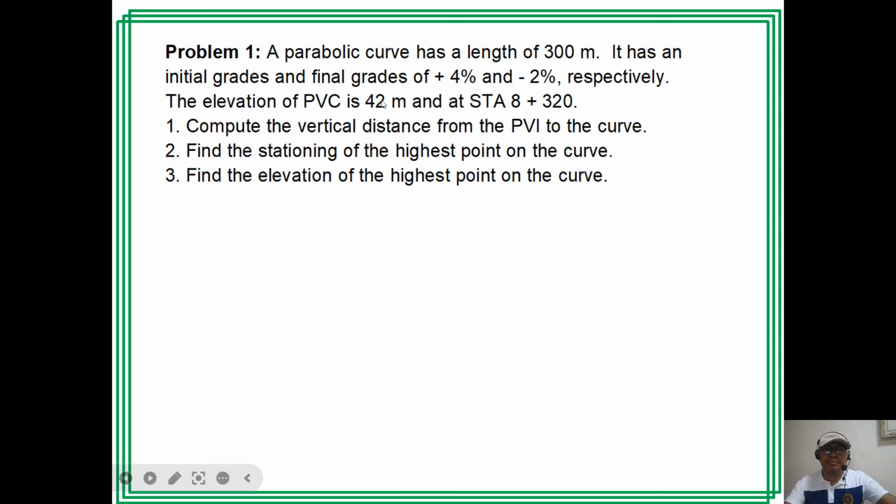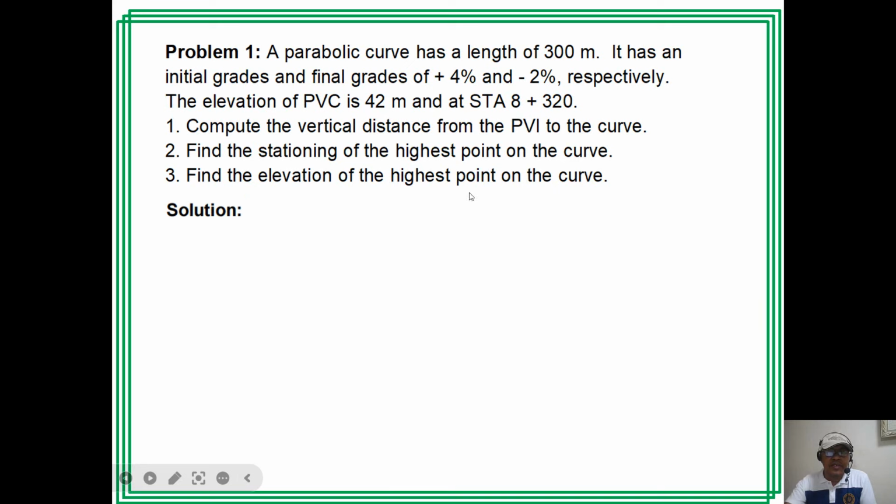So problem number 1. A parabolic curve has a length of 300 meters. It has an initial grade and final grade of plus 4% and negative 2% respectively. The elevation of the PVC is 42 meters and at station 8 plus 320. Compute the vertical distance from the PVI to the curve. Then find the stationing of the highest point on the curve. Find the elevation of the highest point on the curve.